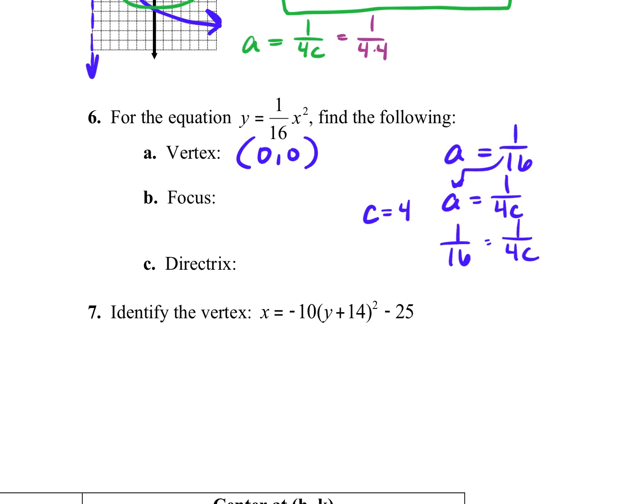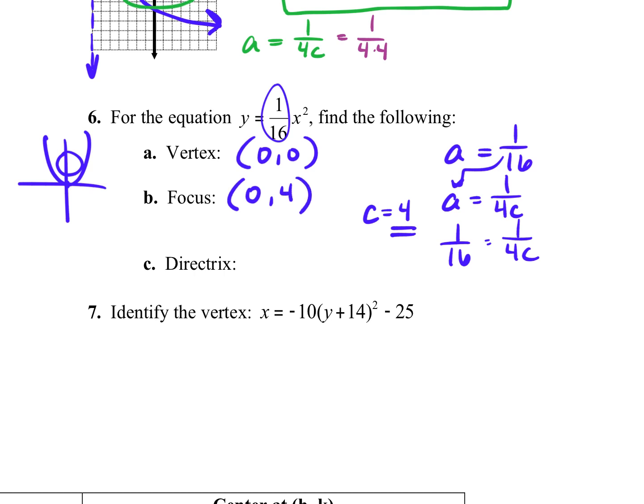So now here's what you have to think about. This is a y equals, not an x equals. And this 1/16 is positive. So how is this parabola opening? Up. If you were to graph it at 0, 0, it's going to go like this, which means the focus is going up. Is that an x value changing or a y value changing? That's the y. So if your c value is 4, then your focus is 0, 4.